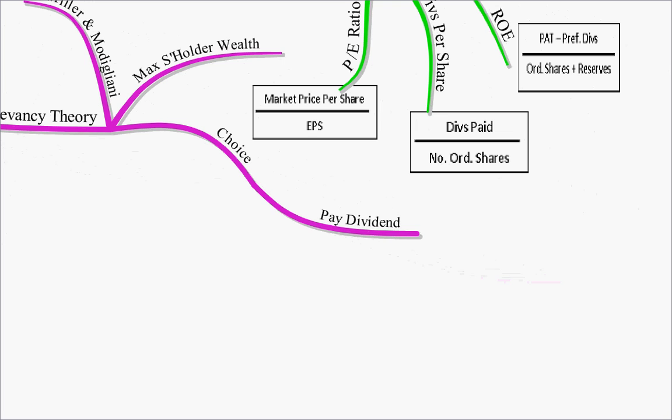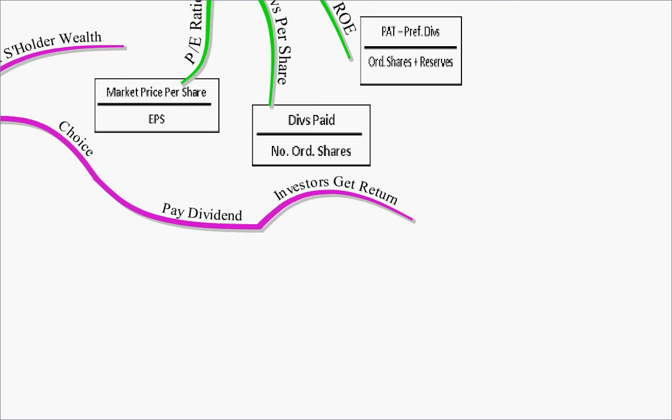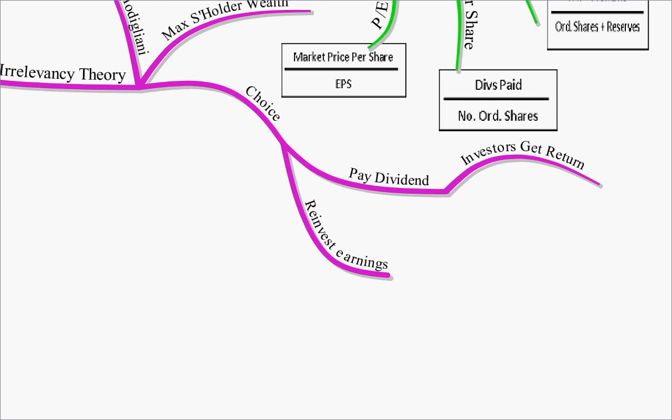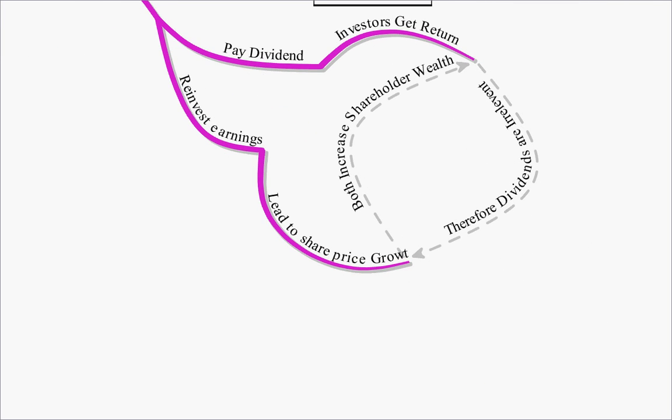You can either pay a dividend, in which case the investors get their return in the form of income, or you can reinvest your earnings. Now in this case, as long as you make a profit on that reinvestment, this should lead to share price growth. And what that means is that investors get their return through capital growth in the share. If you think back to our maximisation of shareholder wealth, it was our share price growth plus our dividends paid. So in this scenario, the shareholders get their shareholder wealth increased no matter whether a dividend is paid or their earnings are reinvested. So Miller and Modigliani said that dividends are therefore irrelevant.